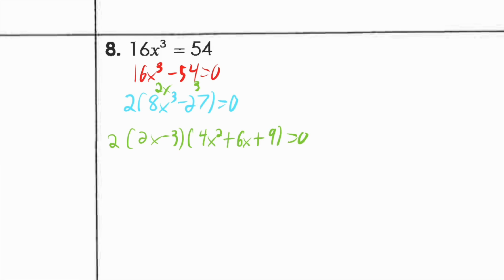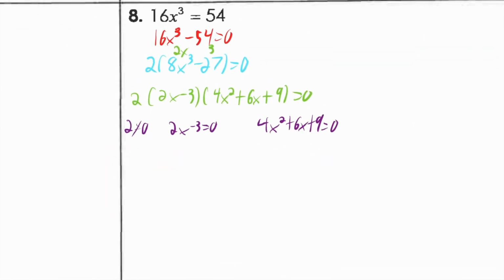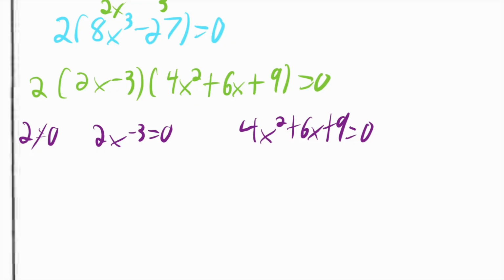Now, as I set these each equal to 0, 2 cannot equal 0, so I can rule that one out. 2x minus 3 equals 0, and 4x squared plus 6x plus 9 equals 0. So this 2x minus 3 equals 0. I will add 3 and divide by 2 to get x equals 3 over 2.